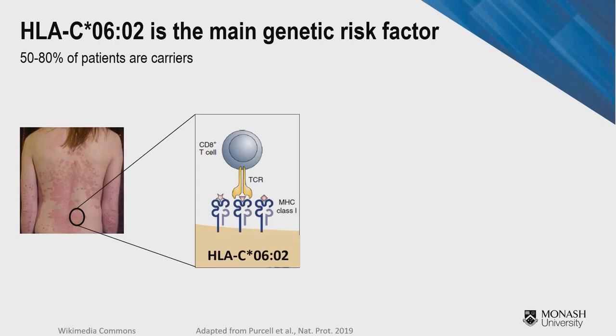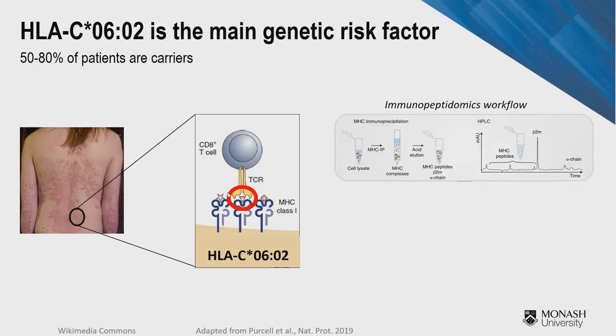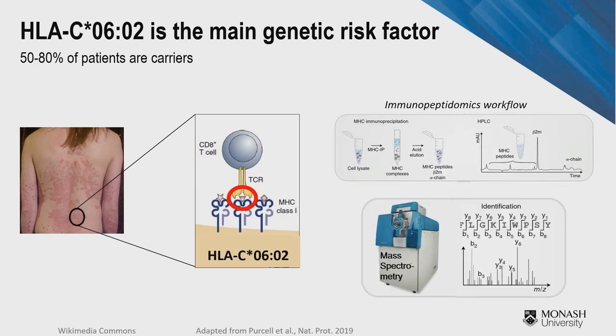As many of you would know, HLA-C602 is one of the main risk factors for developing psoriasis. And it is an MHC class I molecule which presents peptide antigens to CD8 T cells and NK cells. And we specialized in studying exactly those peptides using an immunopeptidomics workflow and mass spectrometry. This allows us to identify the range of peptides.